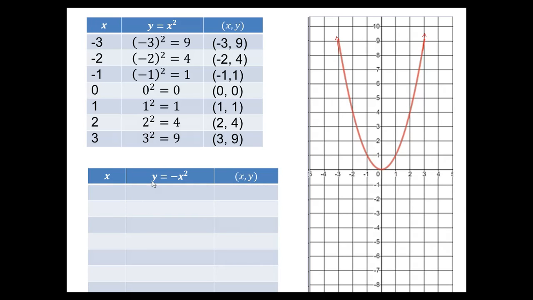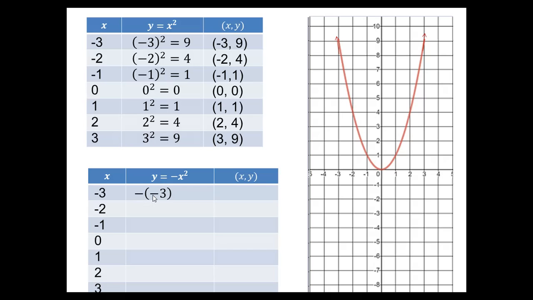Now let's do another table. This time we have y is equal to -x squared. Based on our exponent rules, the x is the only base. The negative means I'm taking a -1 and multiplying it with x squared after I've done the exponent. So let's do the same thing.